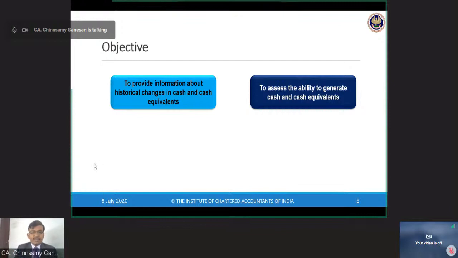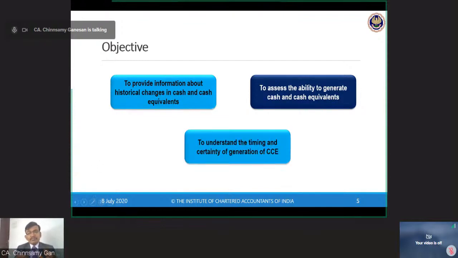Okay. The third point is what is the timing of the cash flows, and whether it is certain that I will be generating cash and cash equivalent. For example, if I have invested in a fixed deposit with a maturity of 12 months and above, is it readily available? No, it is only after 12 months. If I wanted to use it or pre-close it, I will lose some money. So accordingly, what is the timing based on which you will be having your inflows and outflows? That will also be assessed.